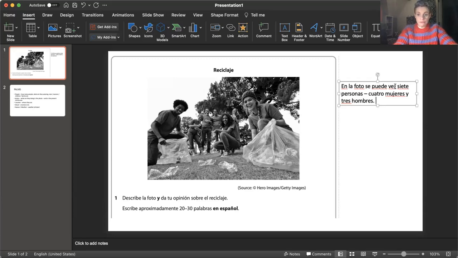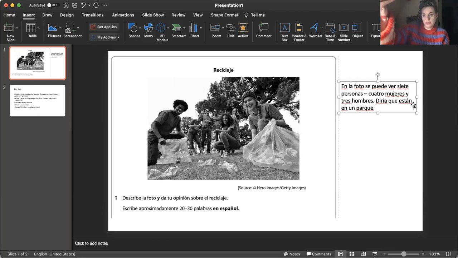But I'm going to go a little bit more advanced. I'm going to put where they are. I would start with diría que, which is one of your opinion starters. I would say that están en un parque, where they are. When we talk about location in Spanish, if you're saying they are, we always use está or están, even if we're talking about a place. For example, we say está en el norte de Inglaterra or está en Barnsley. So we've got diría que están en un parque.